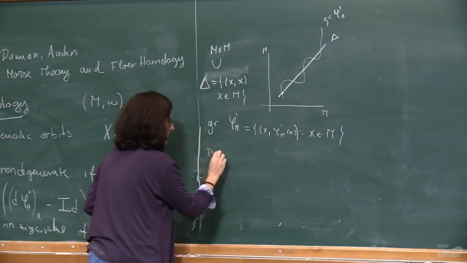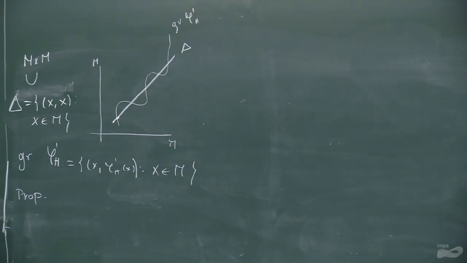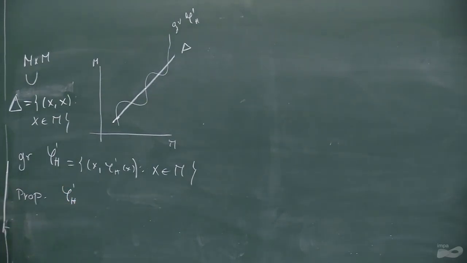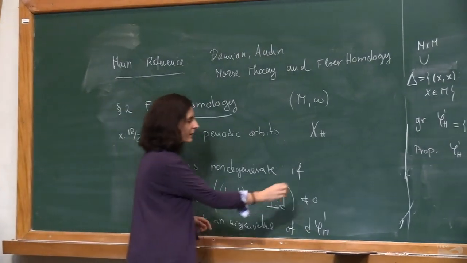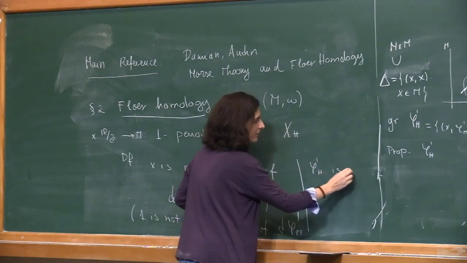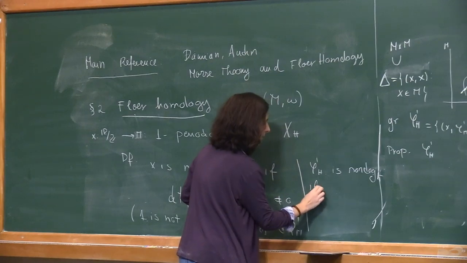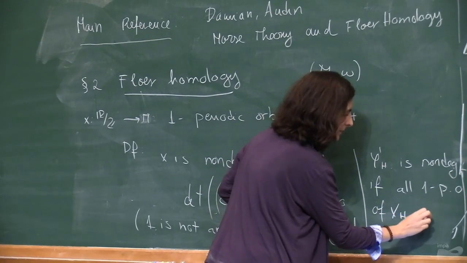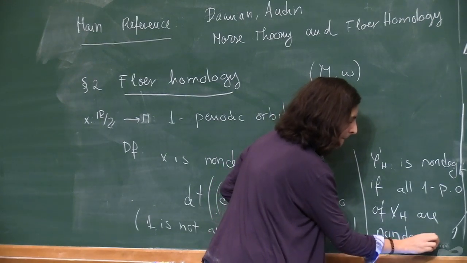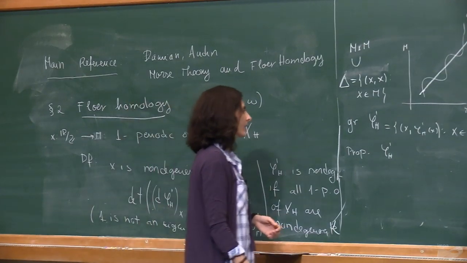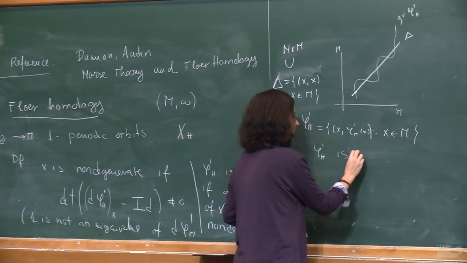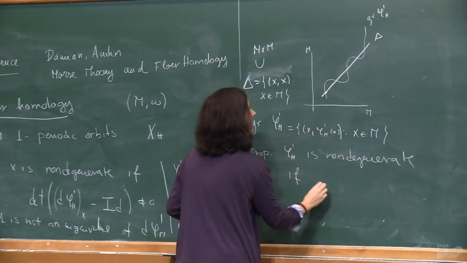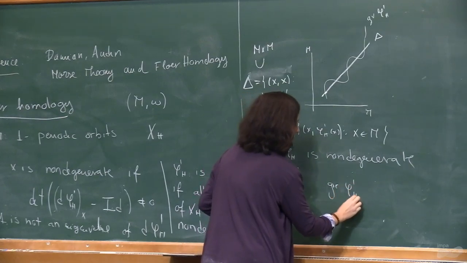Okay, so it's actually an exercise in this book, so let me just state it as a proposition. I defined here what it means for x to be non-degenerate. We say that φ_H^1, or H, is non-degenerate if all 1 periodic orbits of X_H are non-degenerate. So the proposition is φ_H^1 is non-degenerate if these two intersect transversely.